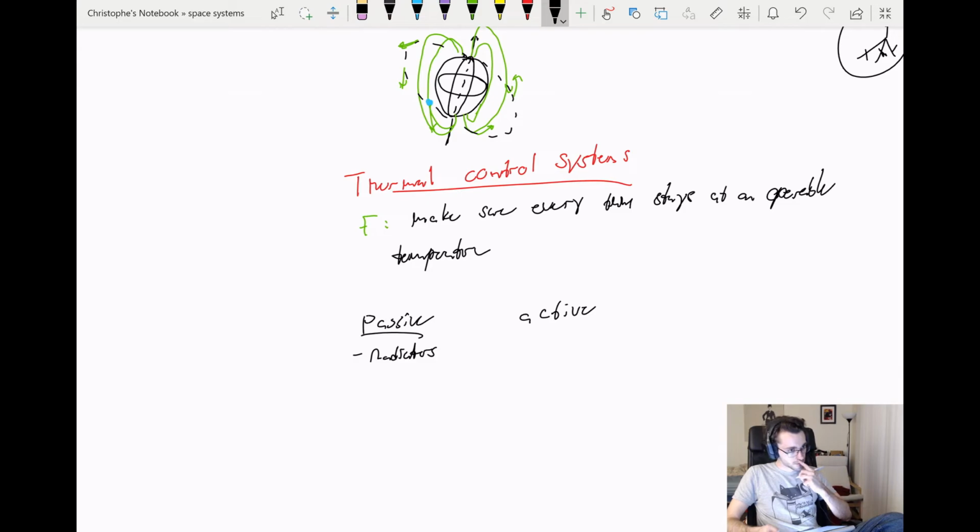Radiators, ablation devices, but those are very temporary and they're not used often. But for the most part, we're just going to stick with radiators.